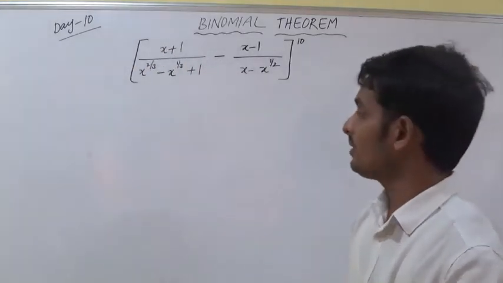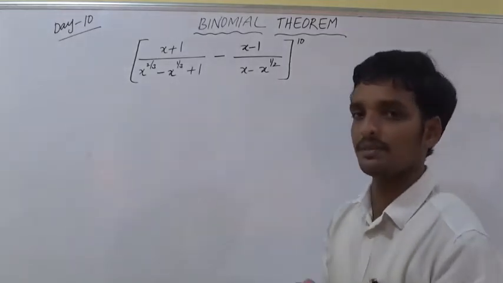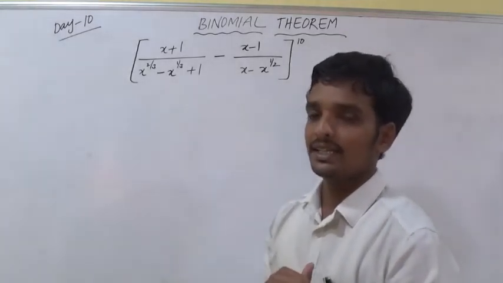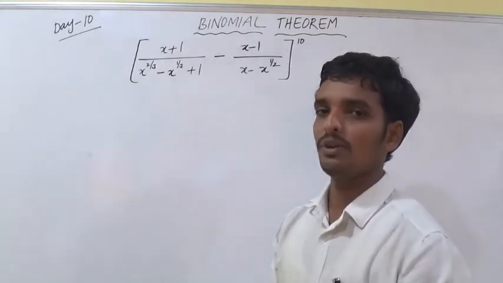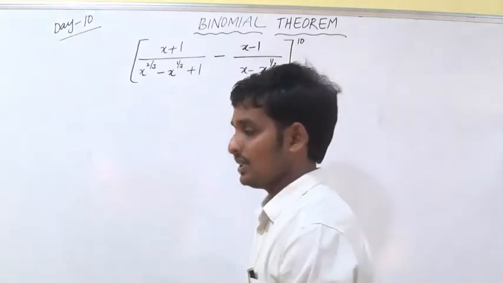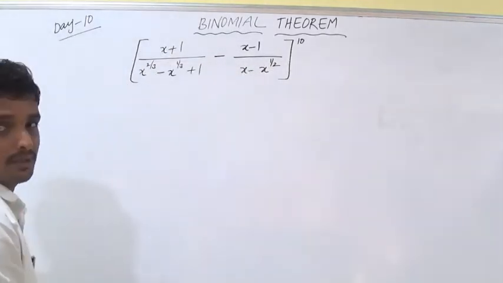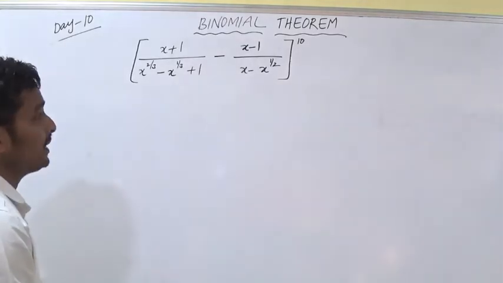The term independent of x means the term which has no x. Already we have completed 2 problems, so the same method we can solve this. The problem looks somewhat complicated, but we can simplify it in a simple way.